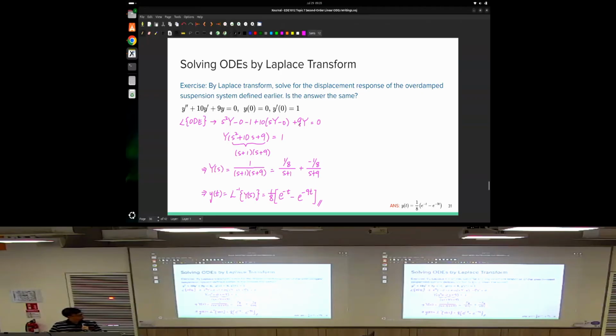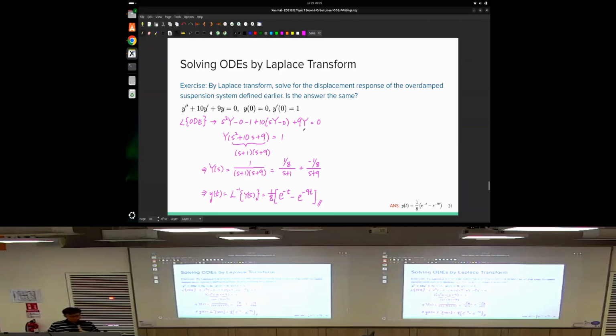If you're using Laplace transform, then this is what you have. Yes, 1 over 8, correct. So this is the particular solution already, because you don't see C1 and C2. Therefore, the Laplace transform method introduces the initial conditions right at the very beginning. So the initial conditions are already applied right from the beginning when you apply Laplace transform.